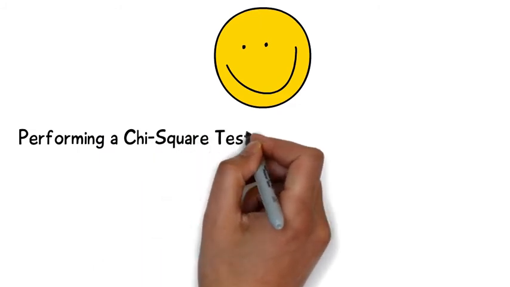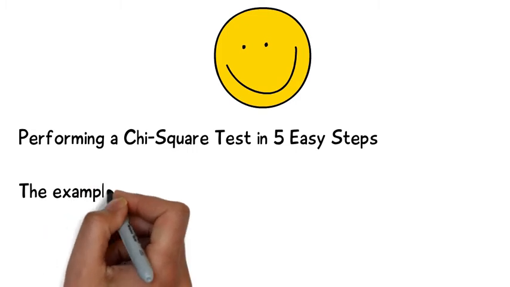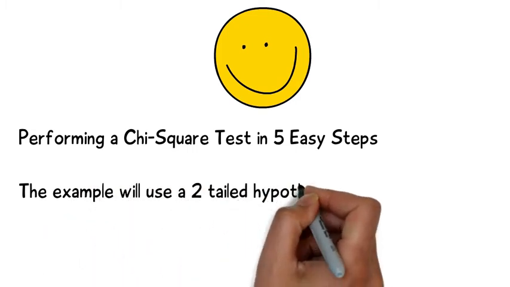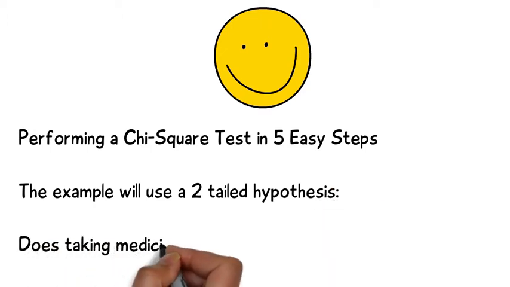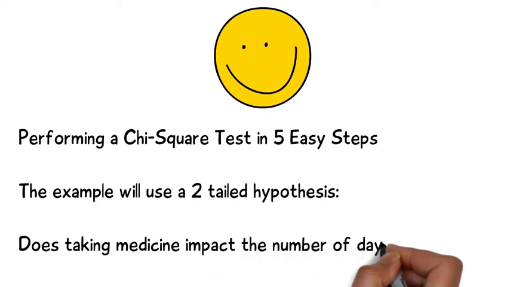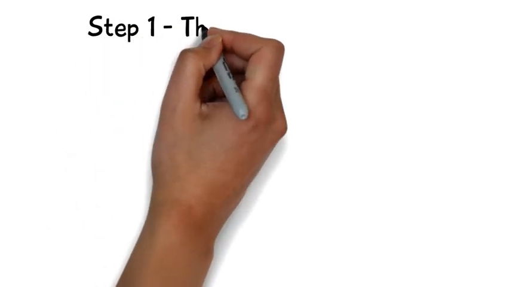Okay, let's have a look at performing a chi-squared, and we're going to do it in 5 easy steps. The example is going to use a two-tailed hypothesis. Does taking medication impact the number of days a cold lasts? Okay, let's go through it with step 1.